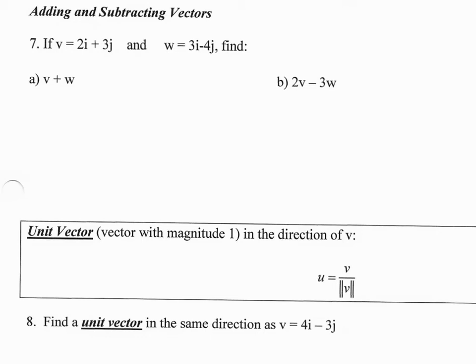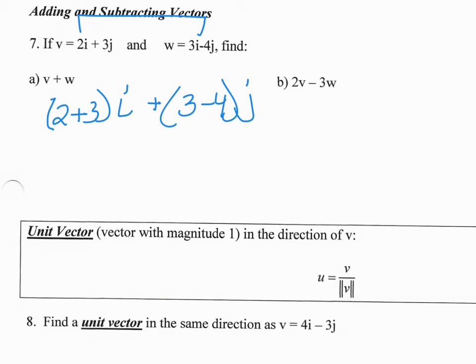But if we're adding and subtracting vectors, v and w, for instance, in number 7, all you're doing is combining the x coordinates and the y coordinates, and the i components and the j components. So v plus w for number 7 would just be 2i plus the 3i, and then 3 minus the 4 j's. So I would write it as 5i minus j, right? So there's no real magic to that one.